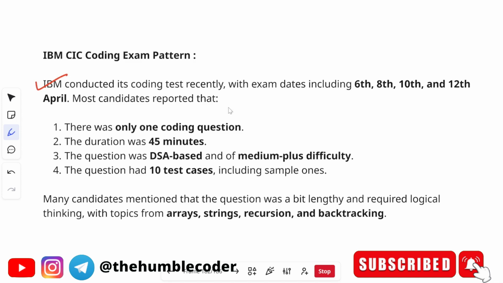See, IBM conducted its coding test recently with exam dates including 6th of April, 8th April, 10th and 12th. Most candidates reported that there was only one coding question and the duration was 45 minutes. The question was data structures and algorithm based and of medium to high difficulty, we can say. The question had 10 test cases including the sample ones also.